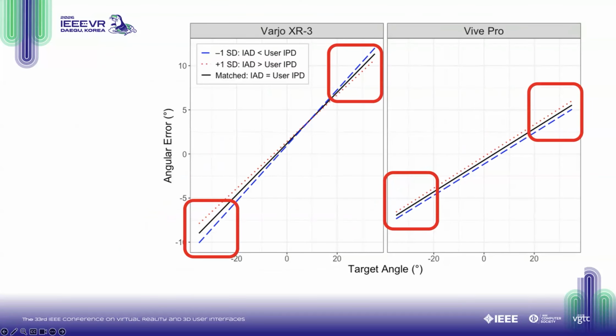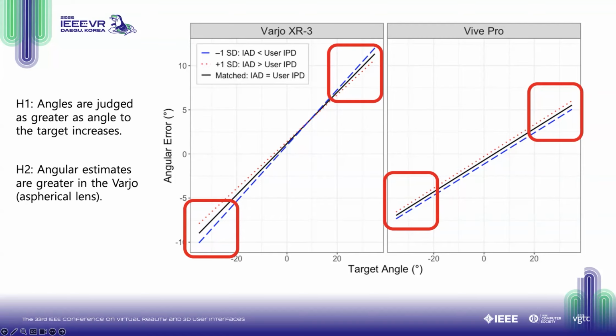So the first thing we see here, if we focus at these red boxes, is that as the angle to the target increased, we also see estimates increasing in the expected direction of the angle. And in both HMDs, participants consistently overestimated the angle to peripheral targets, supporting our first hypothesis. What's even more noteworthy is that between an aspherical lens on the left versus a Fresnel lens on the right, we see the aspherical lens had a larger effect, supporting our second hypothesis, that angular estimates would be greater in the Varjo.